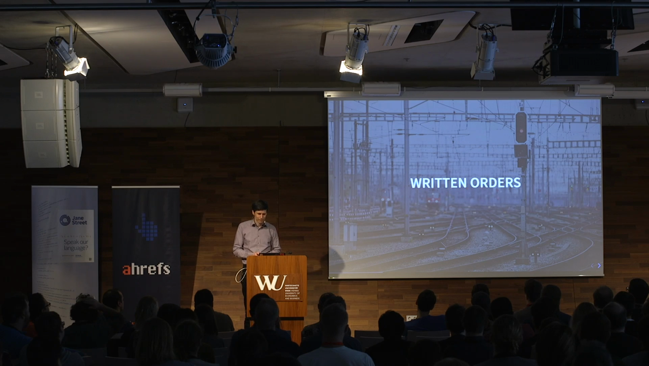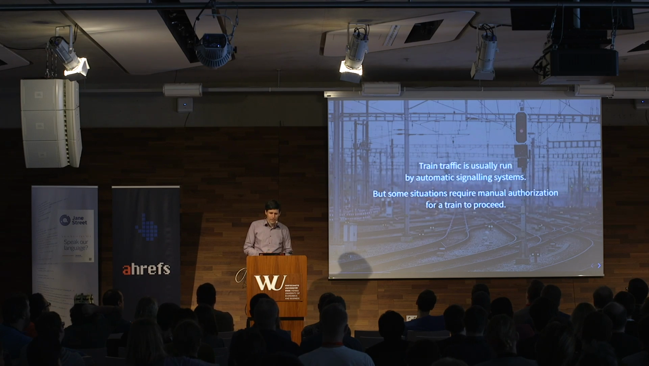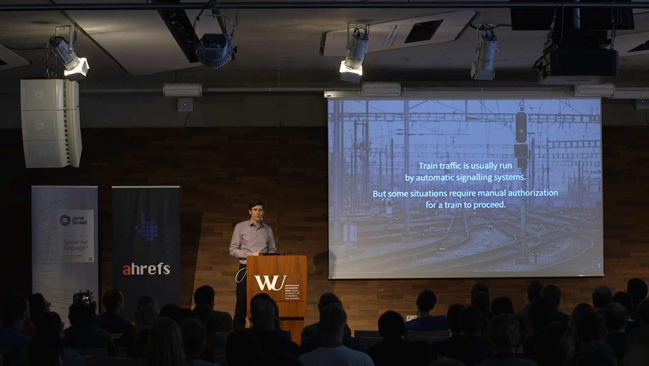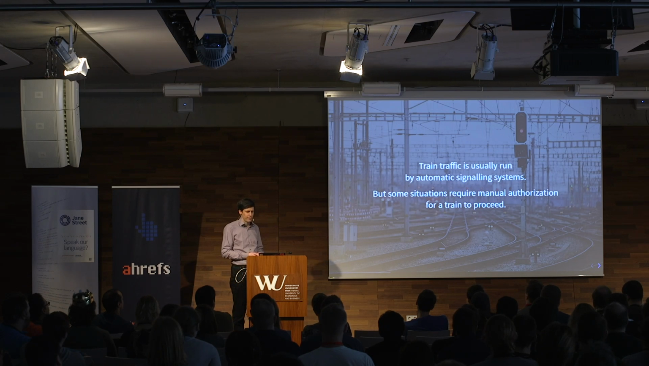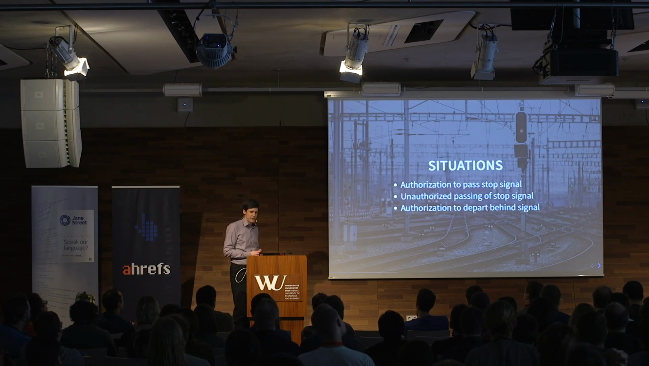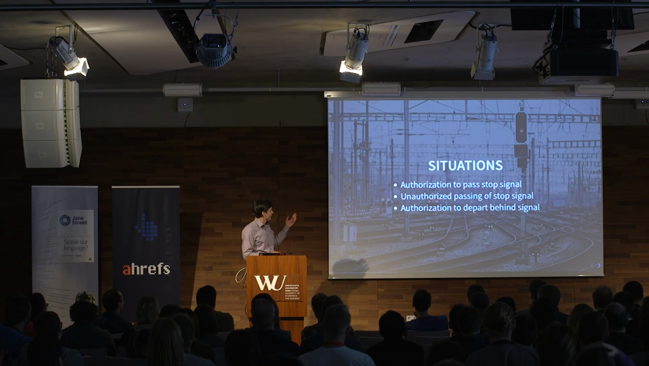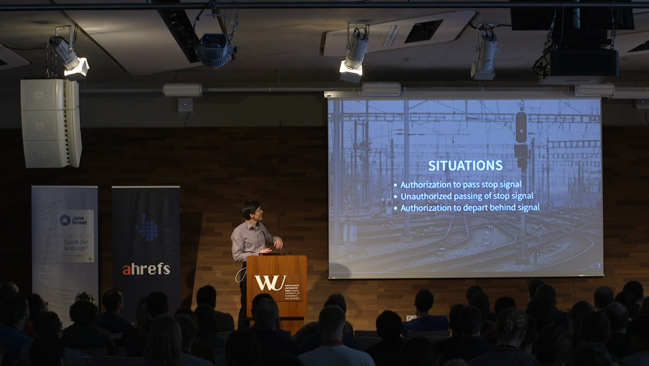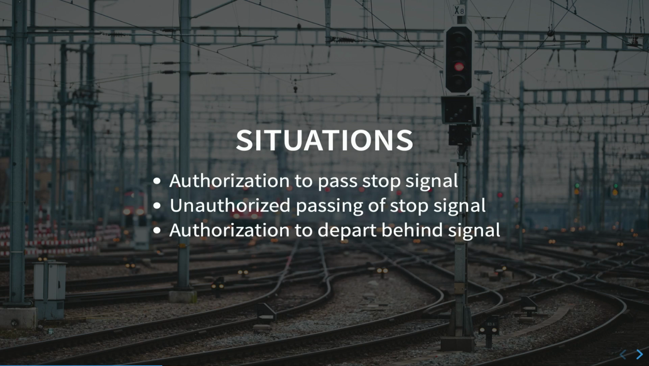What is a written order? Usually, train traffic in Europe is managed by automatic signaling systems. But there are some special situations where a signaler needs to manually give permission for the train to proceed. So what are some examples for such situations? In the first situation, there is some kind of infrastructure failure. So the signal that you see here is red, although it should actually be green. So someone must give permission for the train to proceed in spite of the red signal.